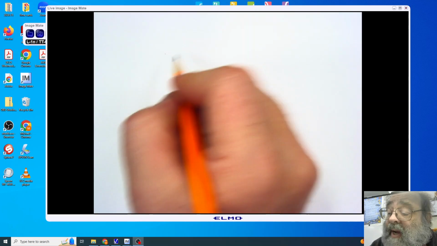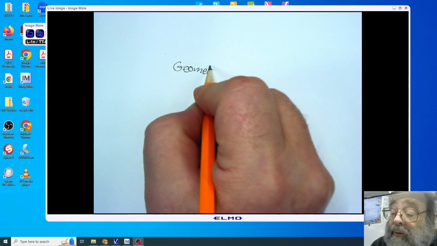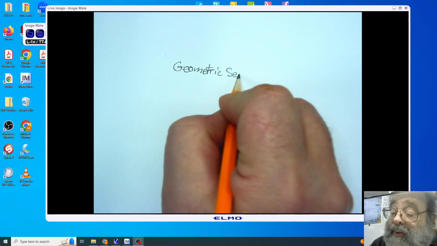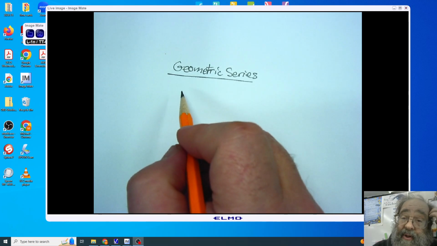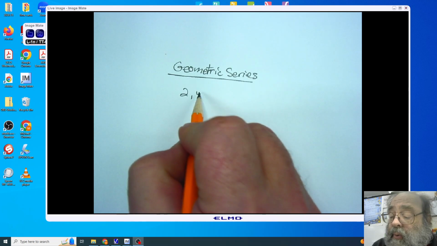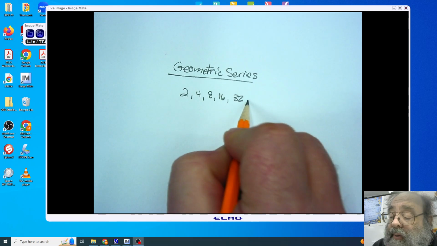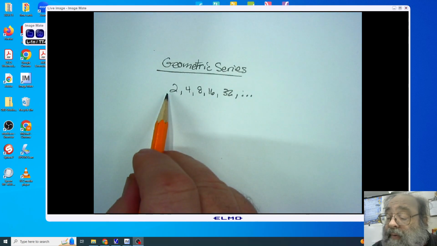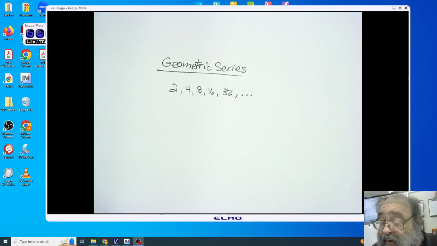Today we're going to be taking a look at geometric series. In order for us to work with a geometric series, we have to start with a sequence that's geometric, such as 2, 4, 8, 16, 32. And this continues. Now notice all of the terms are multiplying by 2 at each step, so we know it has a common ratio of 2.